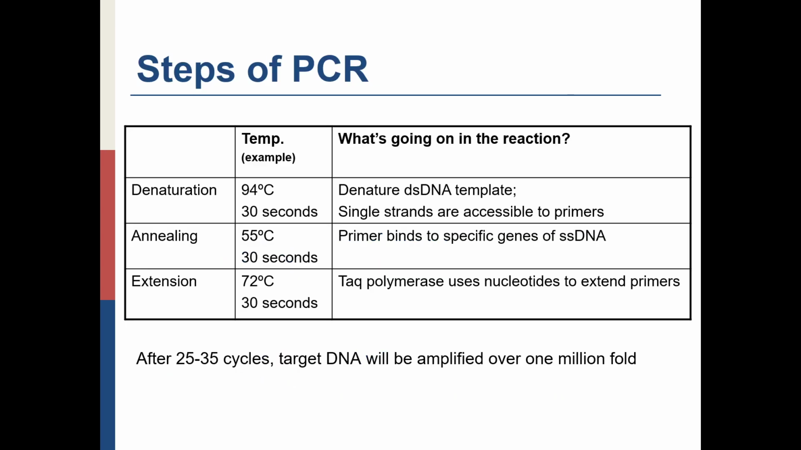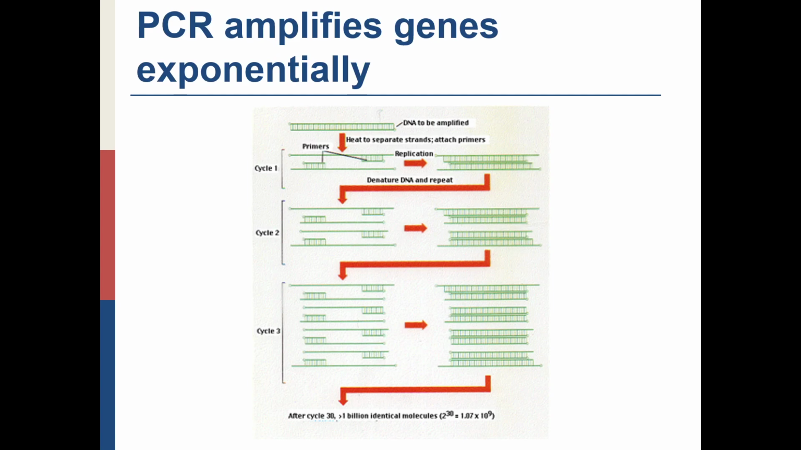Okay, so we have 3 different steps of PCR. You have your denaturation, which is going to break the DNA apart into single strands to make it available for the primers to attach, which takes place in the annealing step, where the primer binds. And then you have your extension, which extends the primers using Taq polymerase and the nucleotides. Okay, so we'll do that 25 to 35 cycles, and at that point, the DNA will be amplified over 1,000,000-fold. Okay, so here's just a picture of the cycle.